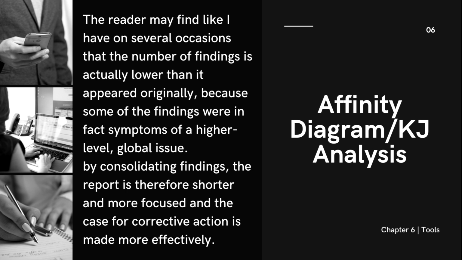After preparing an affinity diagram, the auditor may find, like I have on several occasions, that the number of findings is actually lower than it appeared originally because some of the findings were in fact symptoms of a higher level global issue. In these cases, the items that I originally thought were findings were actually symptoms of that higher level issue, and now the findings can be presented in their proper context, supported by the other information, and elevated for maximum attention as the global issue that it really is. By consolidating findings, the report is therefore shorter and more focused, and the case for corrective action is made more effectively.